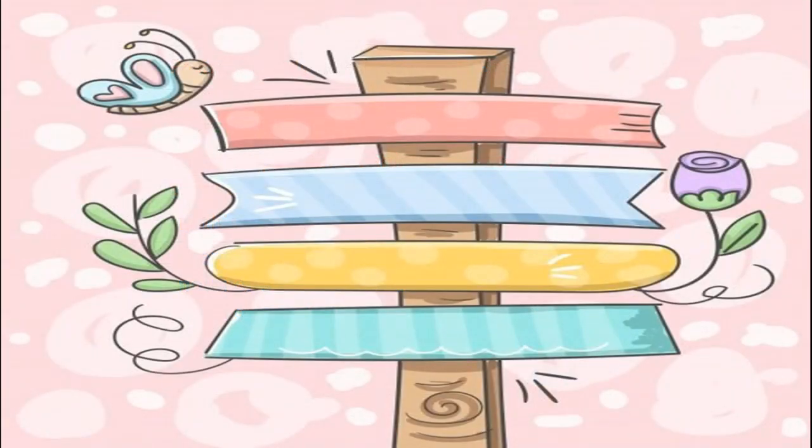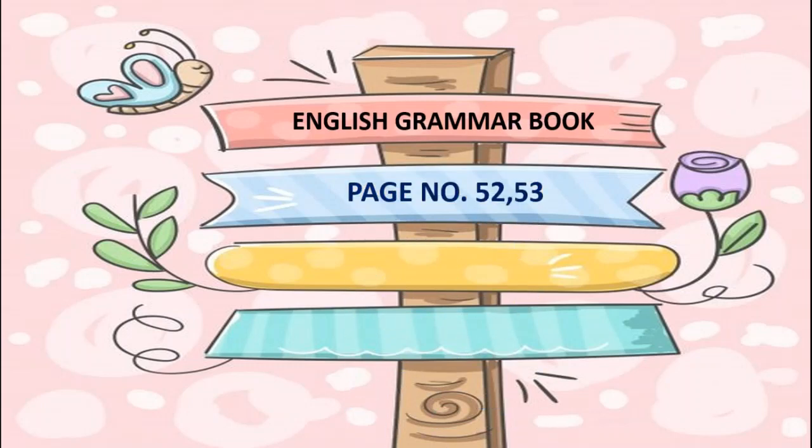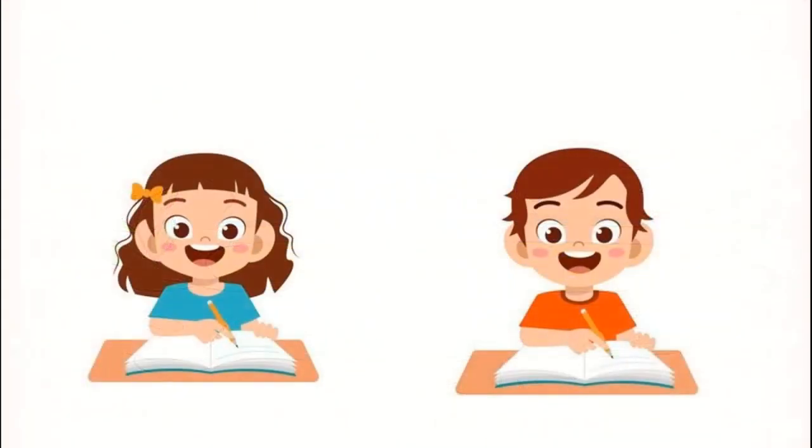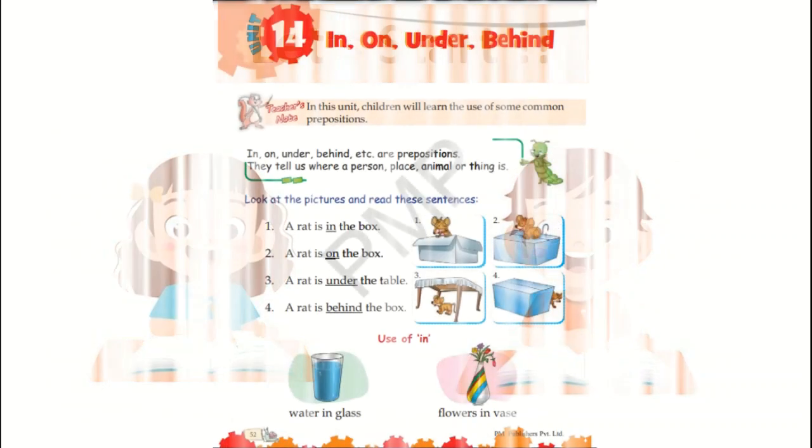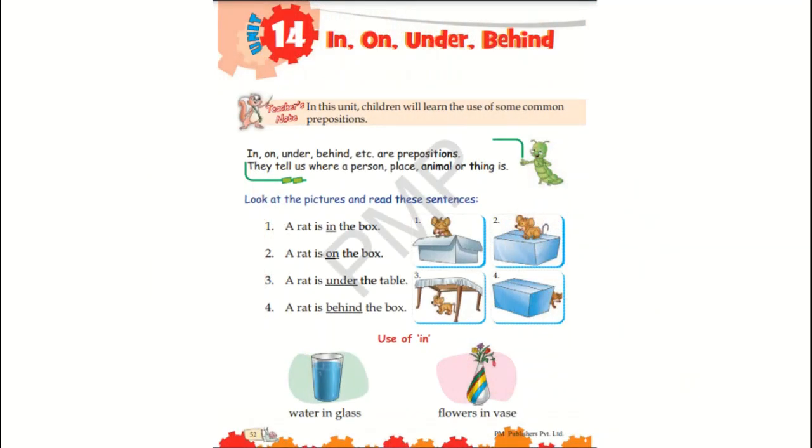So it's time to work from your English grammar book, page numbers 52, 53, 54, and 55. So children, are you ready? Let's start. Open your English grammar book, page number 52. Time to do Unit 14: in, on, under, behind. In this unit, children, we will learn the use of some common prepositions.